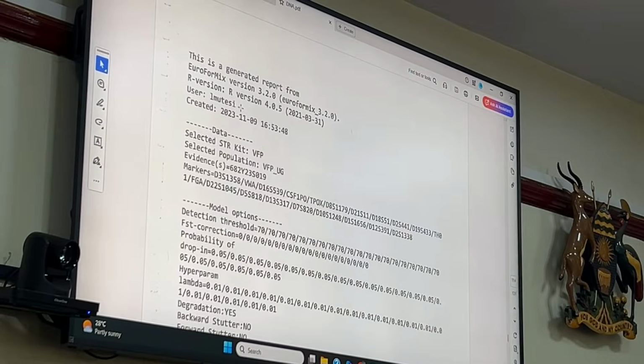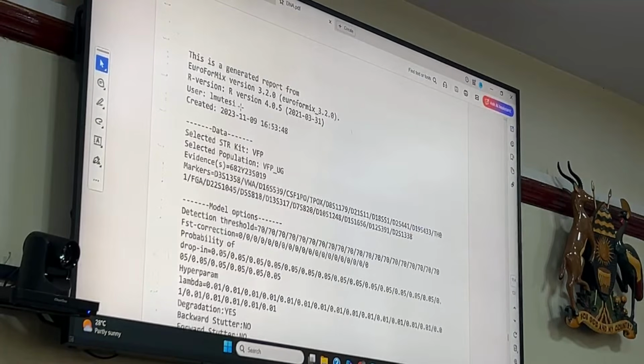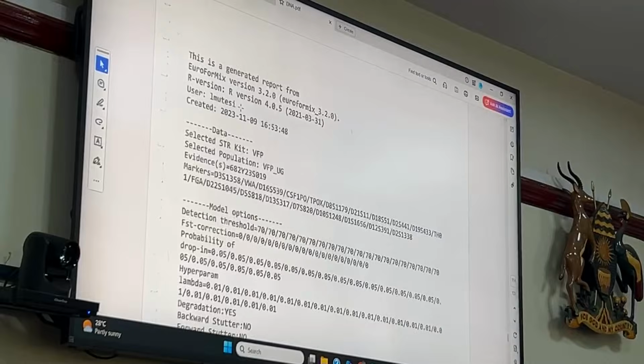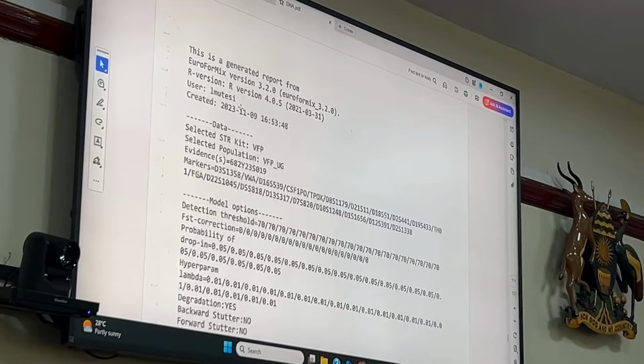Okay, and does this show you who carried it out and when it was carried out? From the information I have, the user who carried it out was L. Mutesi, and this was carried out on the 9th of November 2023 at 16:53. Now, I want you to show us where in this calculation we can find the alleles that we have just seen on the electropherogram.